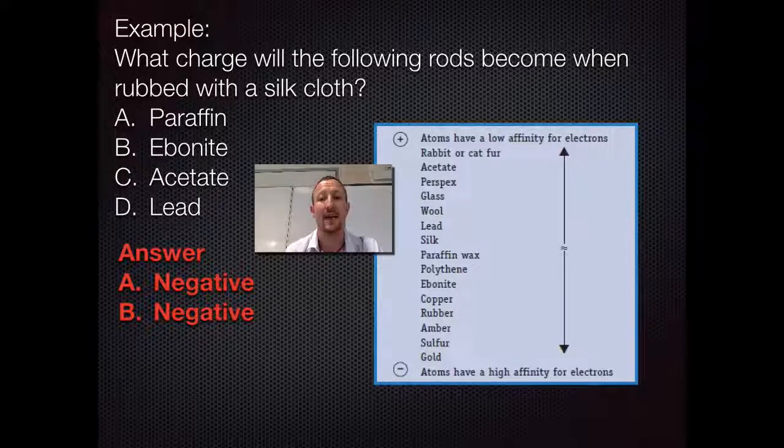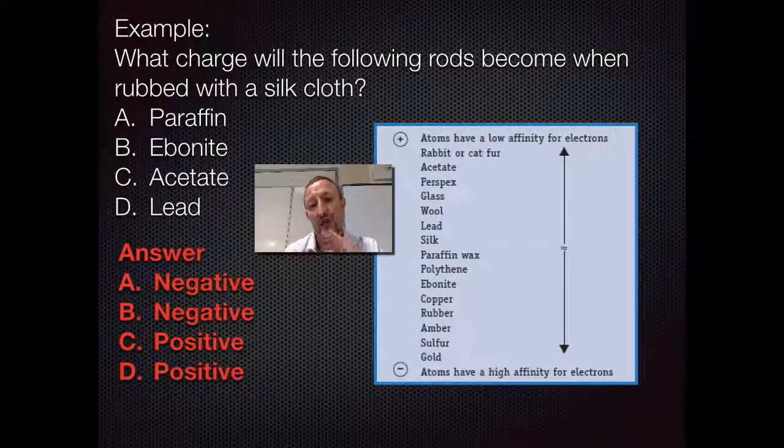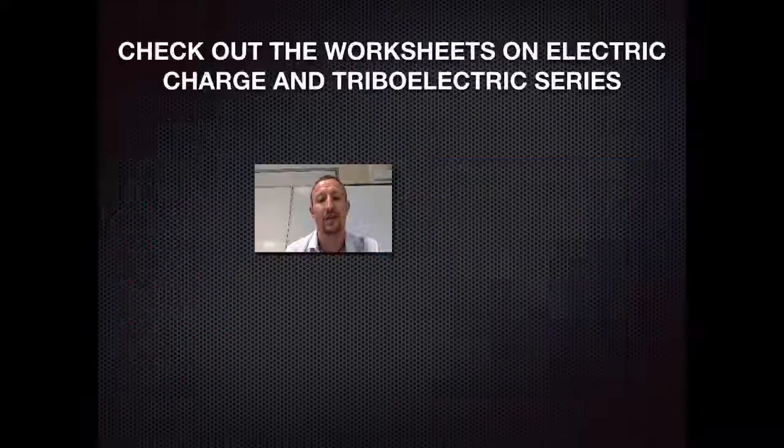Now let's look at acetate. Acetate is way above silk, so it will be positively charged. Lead is just above the silk, so it will be less positively charged, but according to the theory, it will be positively charged nonetheless.